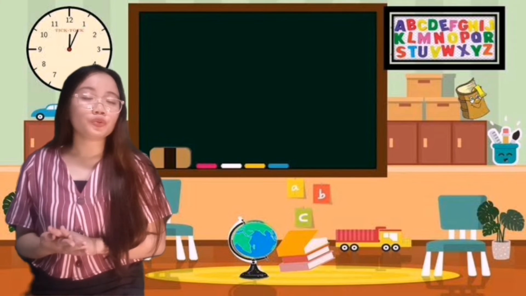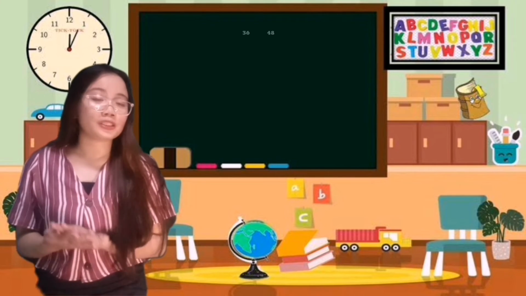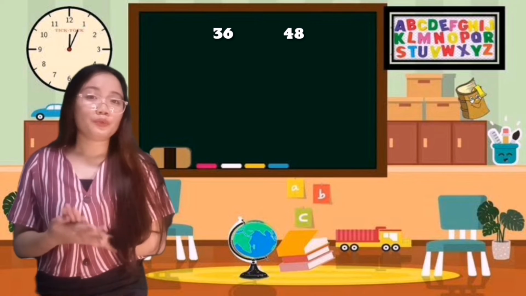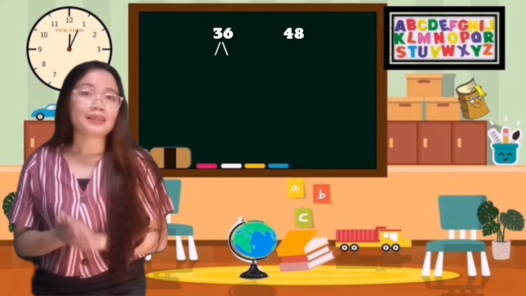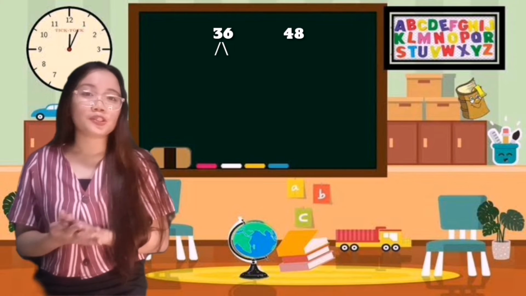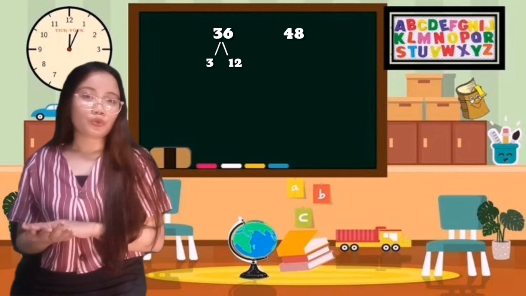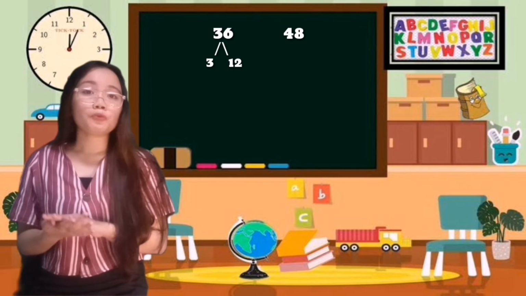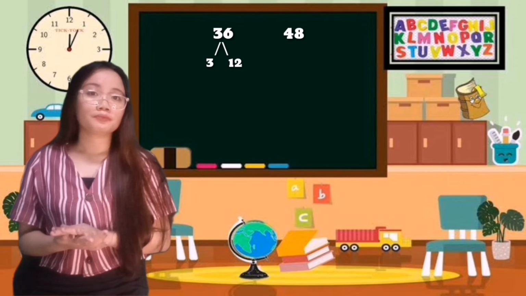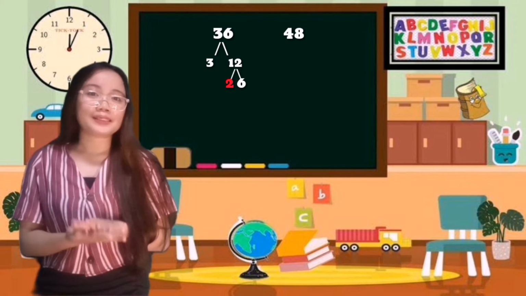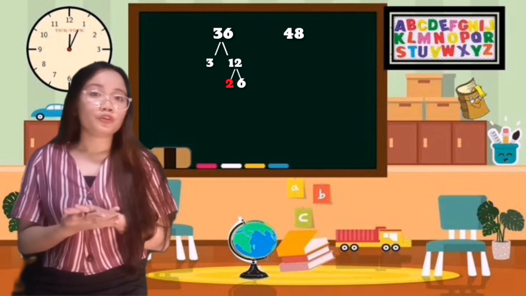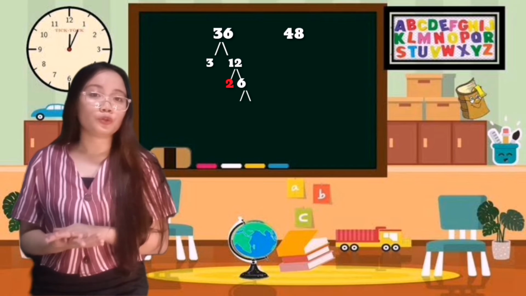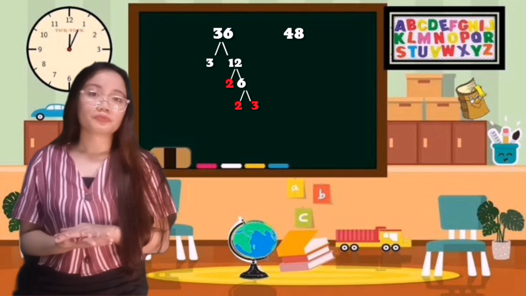The first step we need to do is to list down the given numbers, which are 36 and 48. Then we start with 36. What are the factors of 36? Yes, it is 3 times 12. Since 3 is already a prime number, we proceed to the factors of 12, which is 2 times 6. Again, 2 is a prime number, so we proceed to the factors of 6, which is 2 times 3.